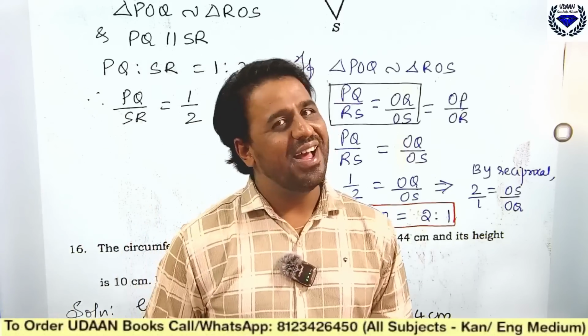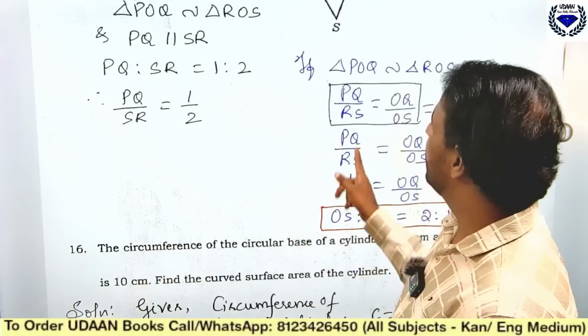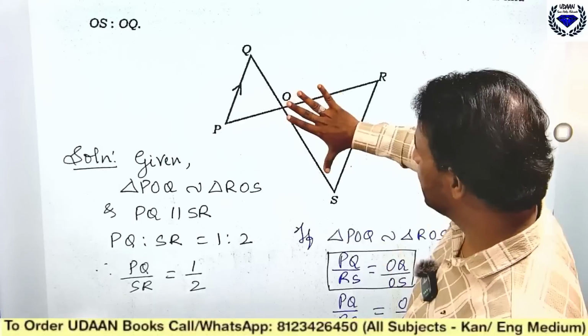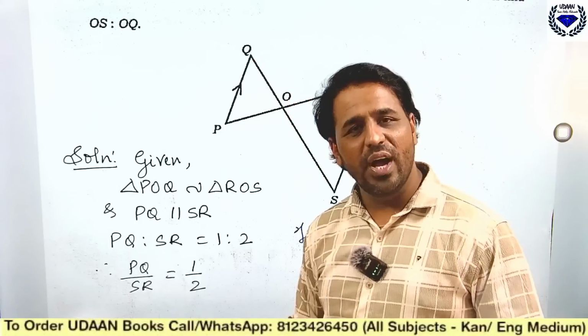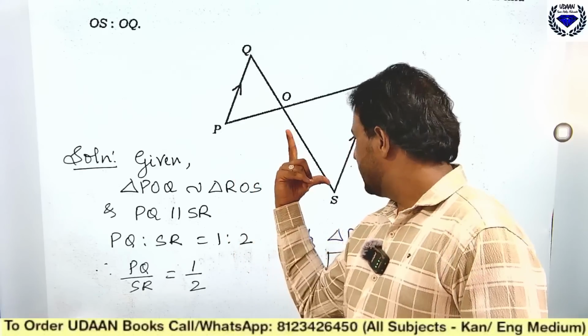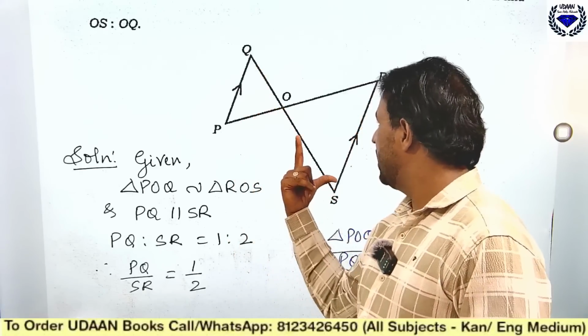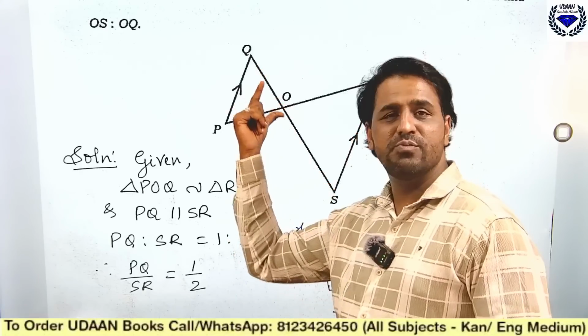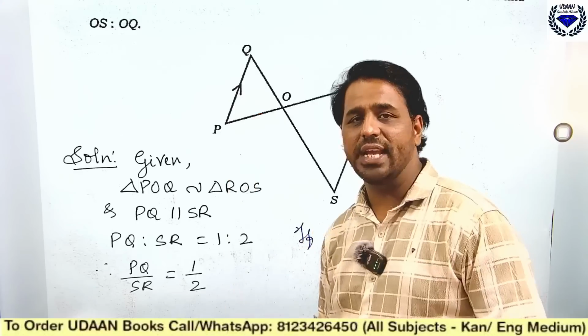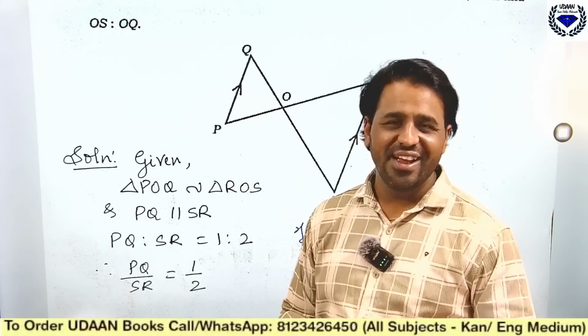2:1 as your answer. How can you solve this? This length is 2 and this length is 1. Because corresponding sides are equal, OS is the bigger length and this is the smaller. Bigger length divided by smaller length, so 2:1 will be your answer.